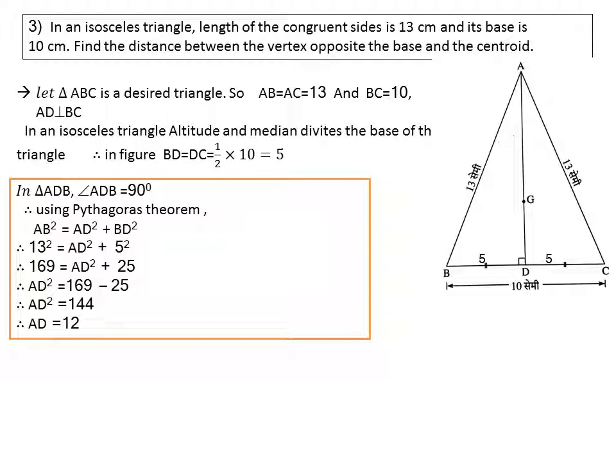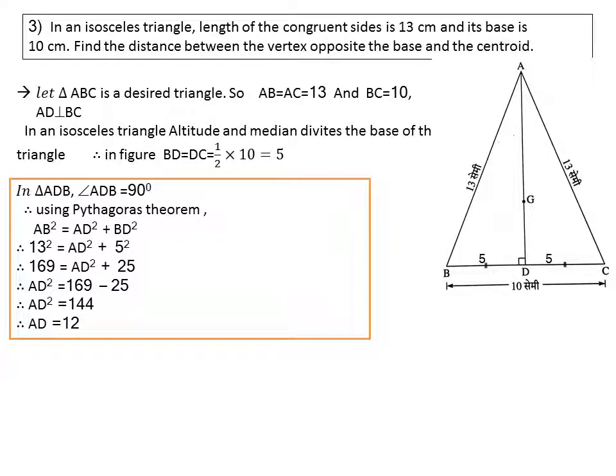Putting the value, we get 13 square equal to AD square plus 5 square. So 169 is equal to AD square plus 25. So AD square equal to 169 minus 25. After solving, we get AD square equal to 144. After taking square root, we get AD equal to 12. In this way, height of this triangle AD is equal to 12.